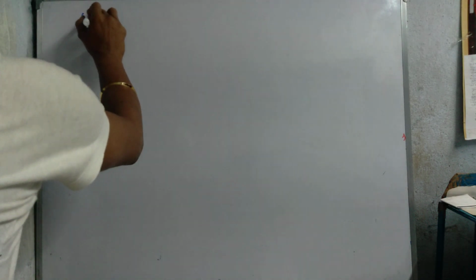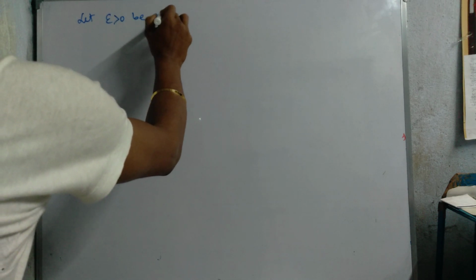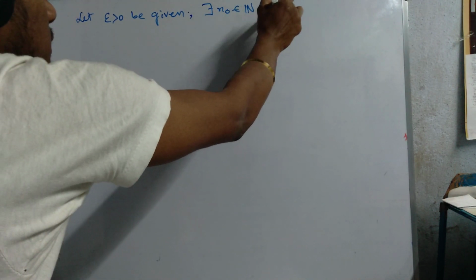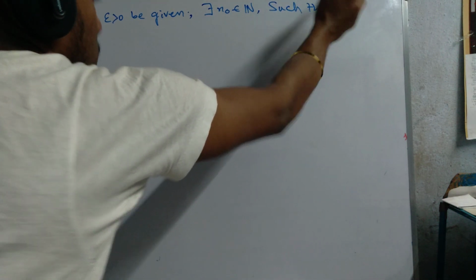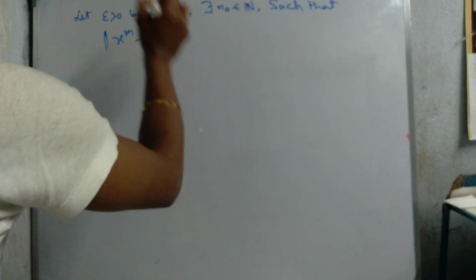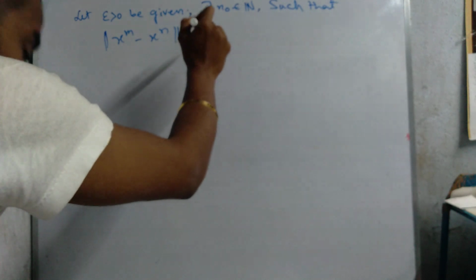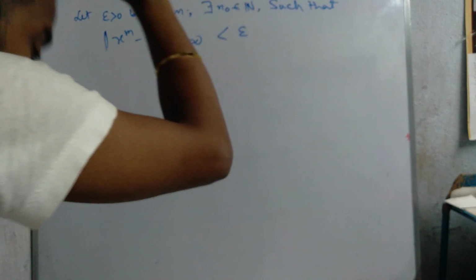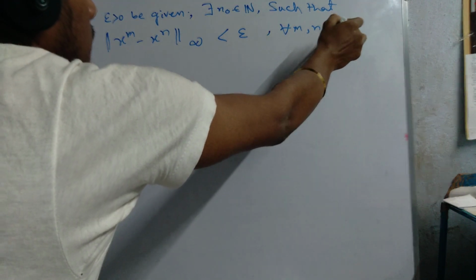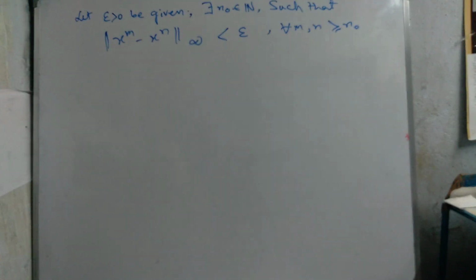Let epsilon greater than 0 be given, and there exists n0 belongs to natural numbers such that the norm infinity of x to the power m minus x to the power n, that means m-th term difference n-th term, is less than epsilon for all n, m greater than or equal to n0. I think not a problem at all.